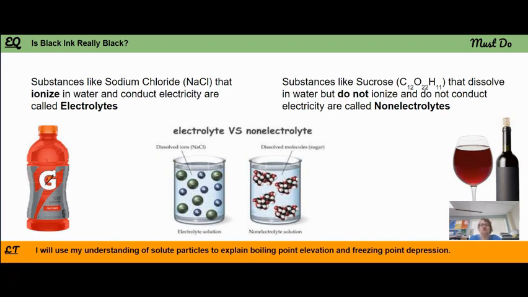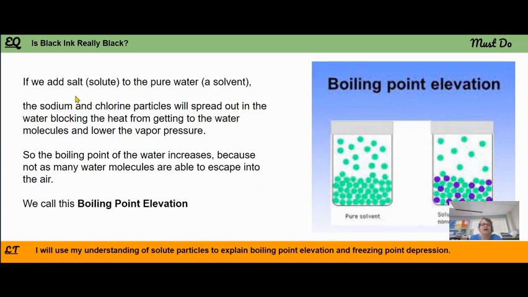Substances like sugar, sucrose, dissolve in water but don't ionize. So sugar molecules do dissolve in water, but they don't pull apart like the sodium chloride does, and so they don't conduct electricity. They're called non-electrolytes. So solutions that have sugar in them, like juices and wines and stuff like that.